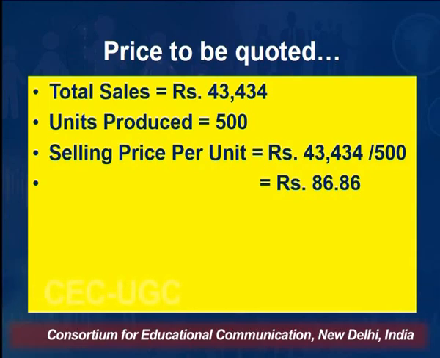So that is something which is given there, right? Units produced is 500 here. This is one way of looking at this question while quoting the price. So the price to be quoted is 43,434, that is the selling price, divided by 500. And remember, my dear learners, I am not taking total cost here, I am taking total sales value, the total sales revenue. That is why it gives us the selling price per unit as an outcome.